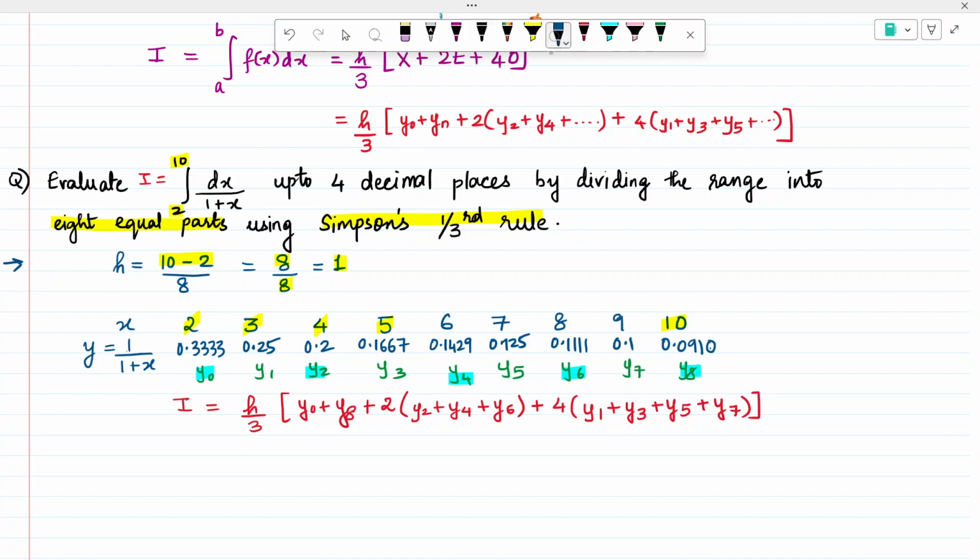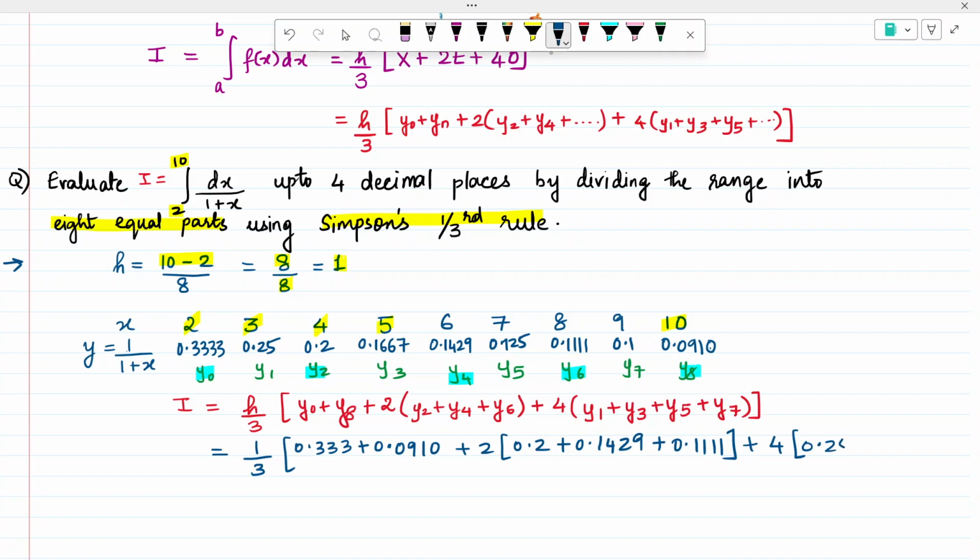Is this okay? So now let's start substituting the values. The value of h is 1, we have calculated it above. The value of y0 is 0.3333. y8 is 0.0910. 2 times 0.2, 0.1429 and 0.1111. 4 times 0.25, 0.1667, 0.125. This is 1 here. It's looking like 7. And lastly 0.1.